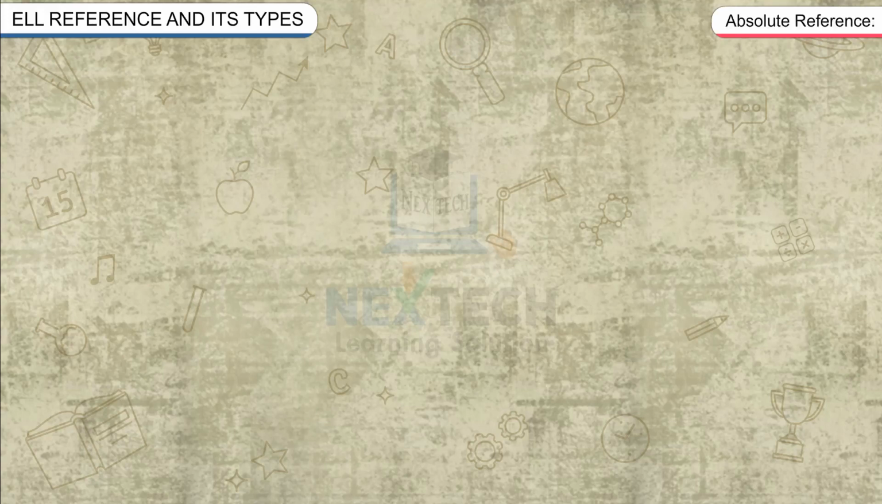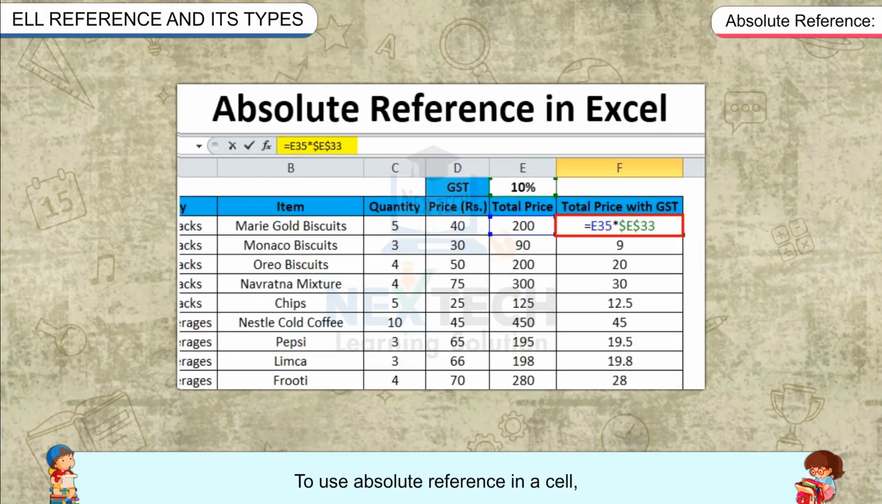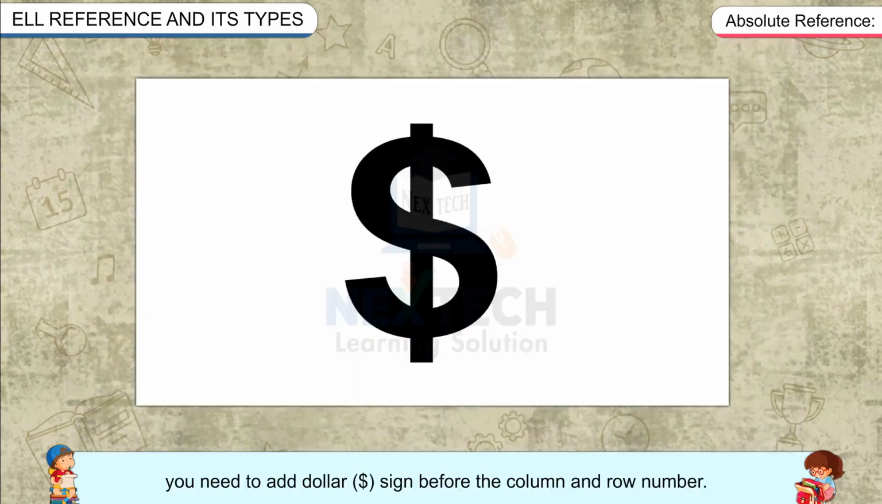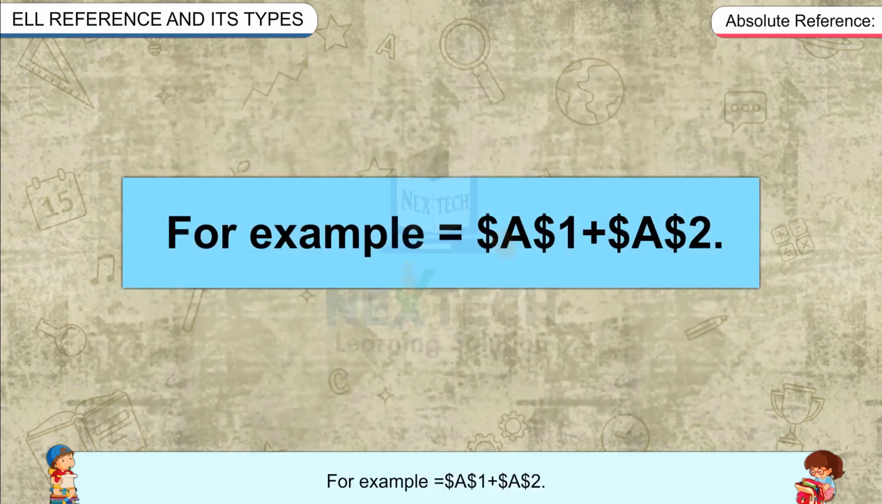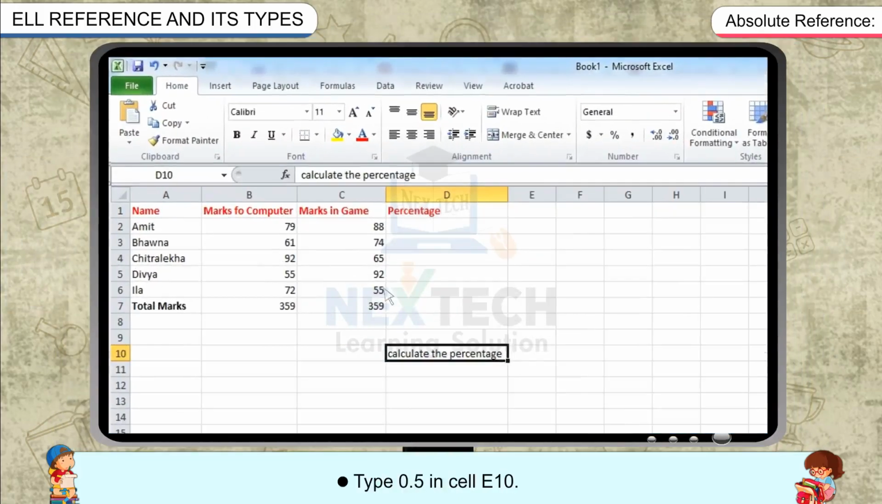Absolute reference. Absolute reference is used when we do not want to change the address of the cell while copying the formula to another cell. To use absolute reference in a cell, you need to add a $ sign before the column and row number. For example, =$A$1+$A$2. Let us calculate the percentage.